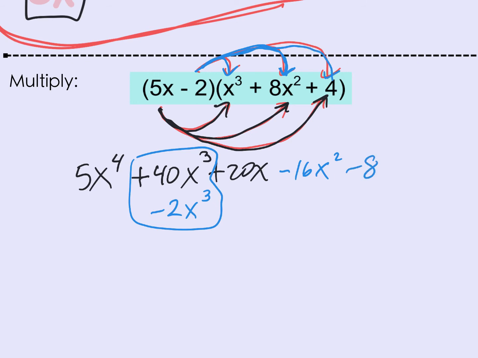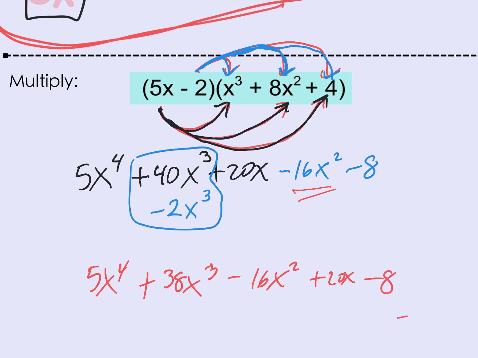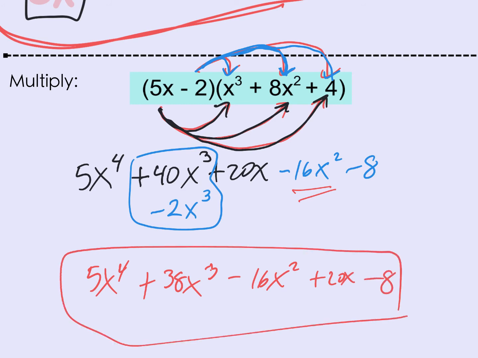Now, the only thing that could go together was those two that I put next to each other. But this one's out of order because the x squared should be further up in the line. Okay, so now get a final answer. Let's see if he's got it right. He says it's 5x to the 4th plus 38x to the 3rd. And then he moved his -16x squared up to the next spot, and he was right. And then plus 20x, and then -8. That is it. That is called standard form.